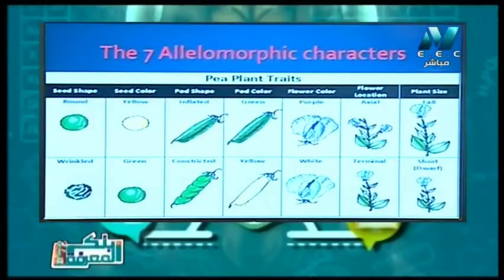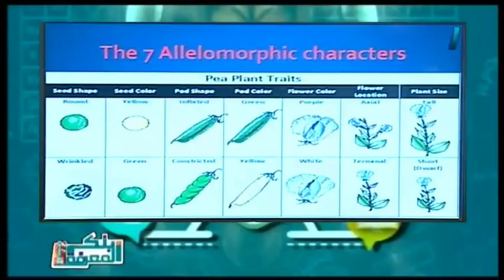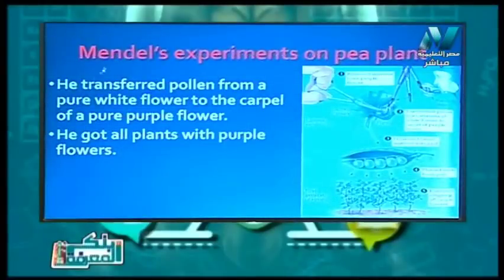As you notice here, for each character there are 2 shapes or 2 phenotypes, 2 morphological shapes. So this is what we call the allelomorphic characters. In Mendel's experiment, we could notice from this picture that he transferred pollen from one flower to the other one, to make cross-pollination.